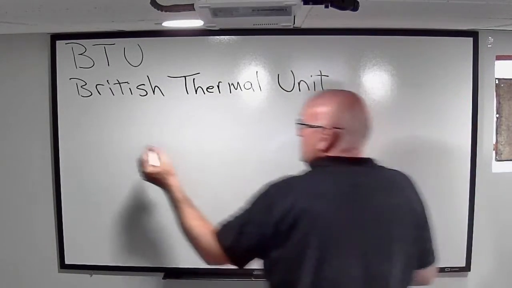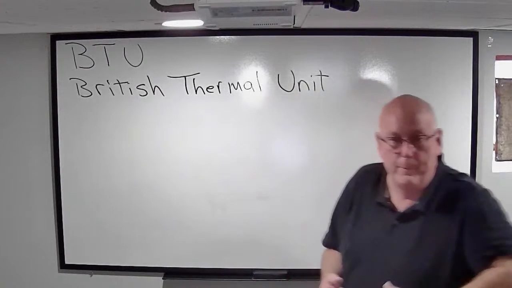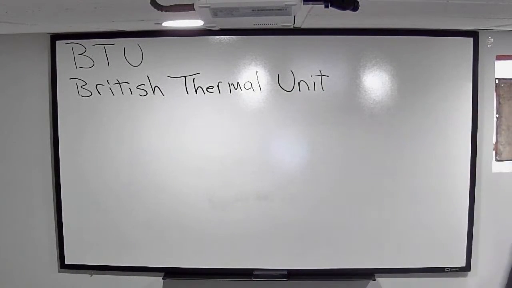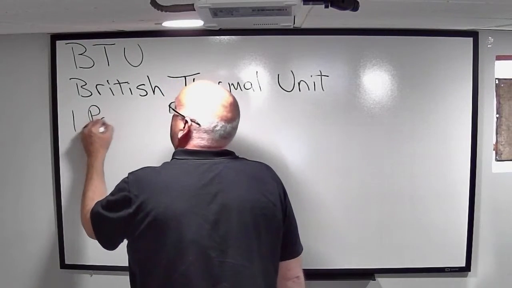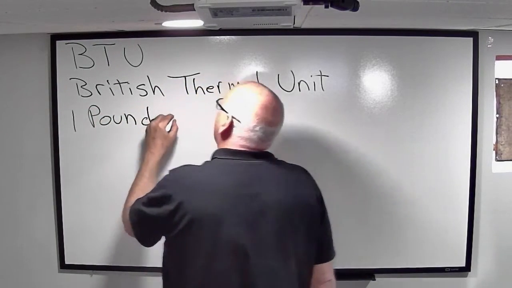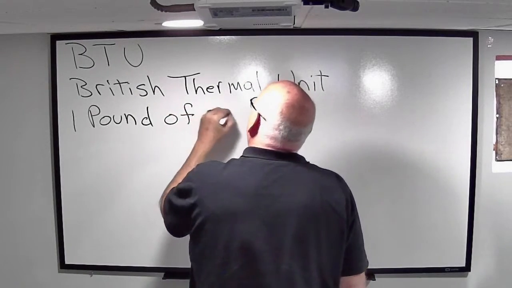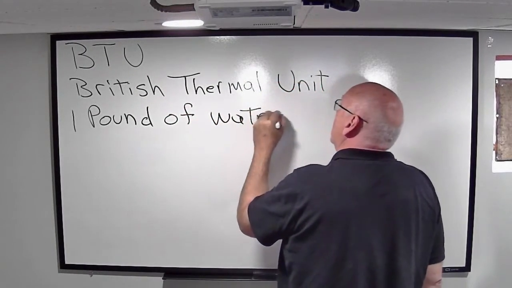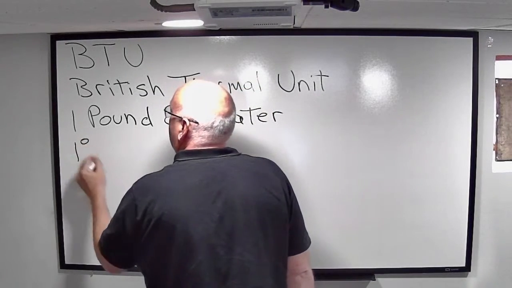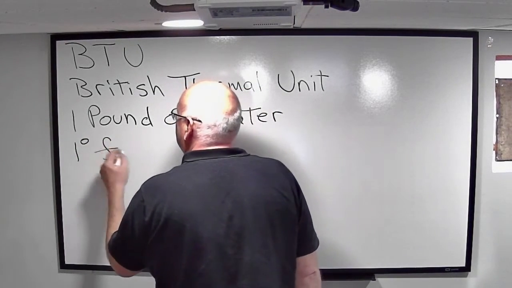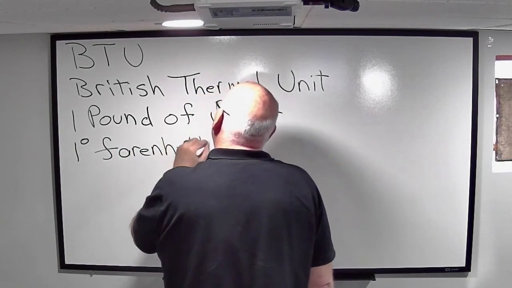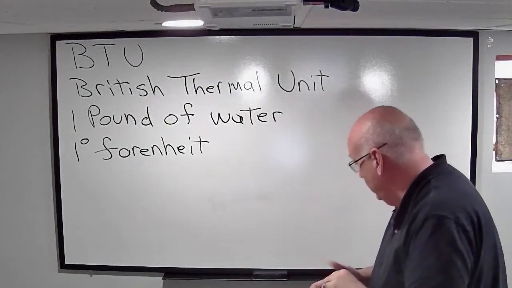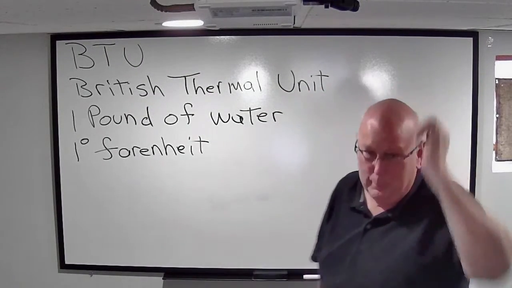The British Thermal Unit is the amount of energy, whether it be coal, gas, water, whatever it is, that's required to raise 1 pound of water 1 degree Fahrenheit (1°F).